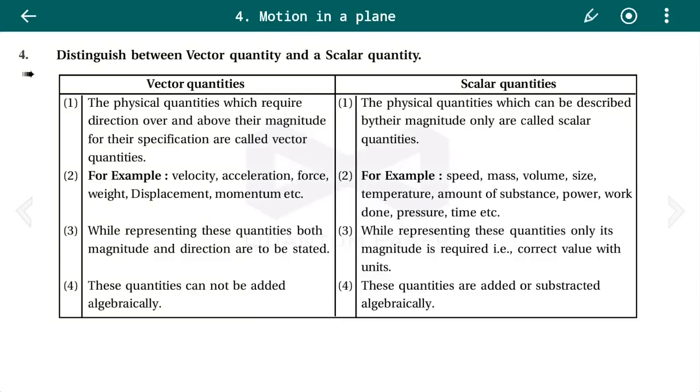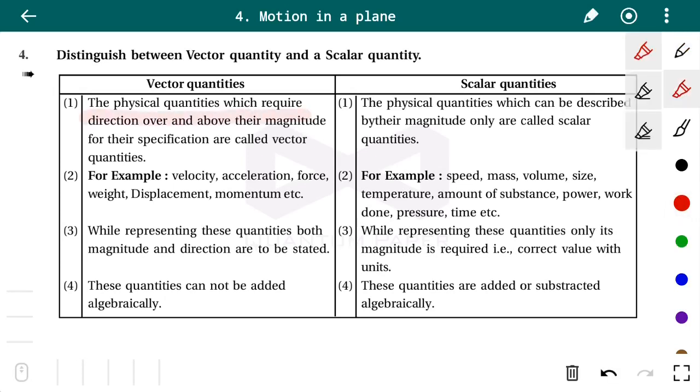Now let us see what is a scalar quantity and a vector quantity, right? What is the difference between the scalar and vector quantities? So vector quantities, the physical quantities which require the direction over and above their magnitudes for their specification are called vector quantities, right? The physical quantities that require both the values and the direction to describe them are called vector quantities. Examples are velocity, acceleration, force, weight, displacement, momentum, etc.